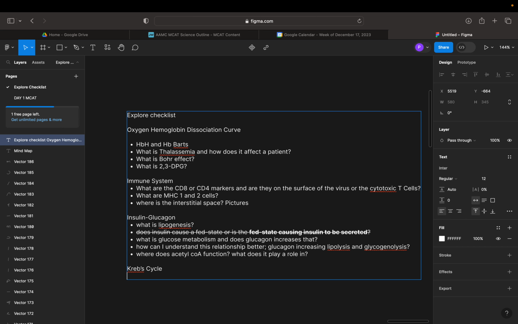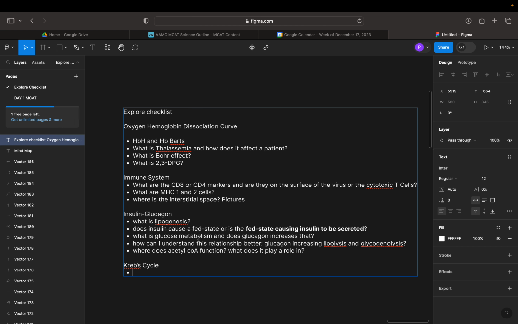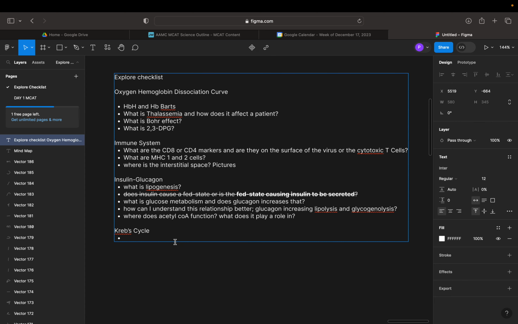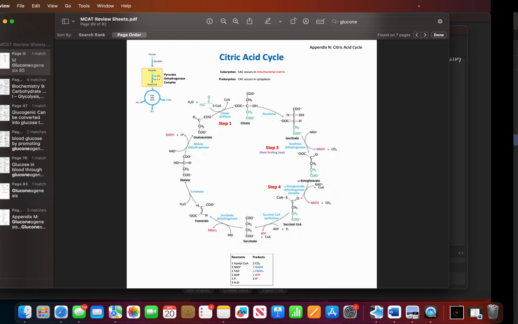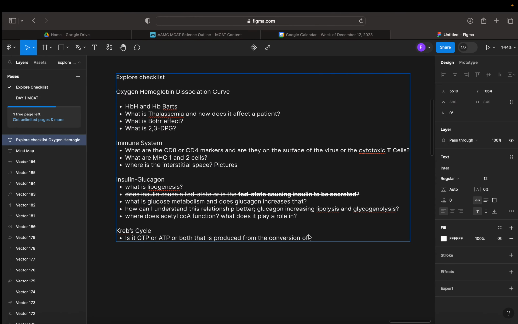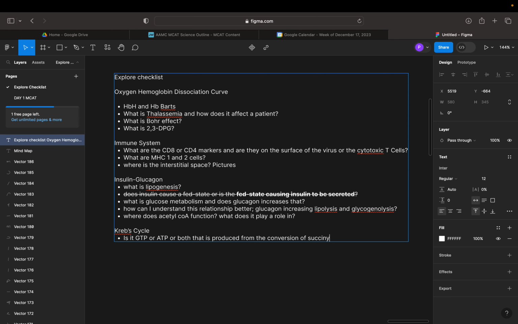These are questions that we are going to ask from ChatGPT and other resources, and find the information. Is it GTP or ATP, or both, that is produced from the conversion of succinyl-CoA to succinate?